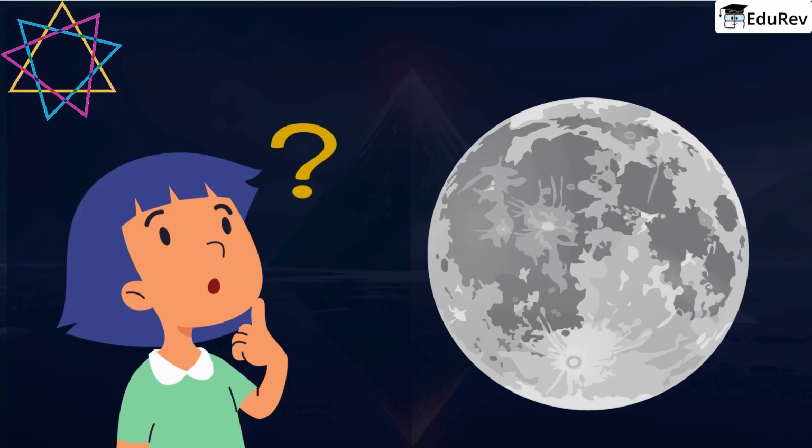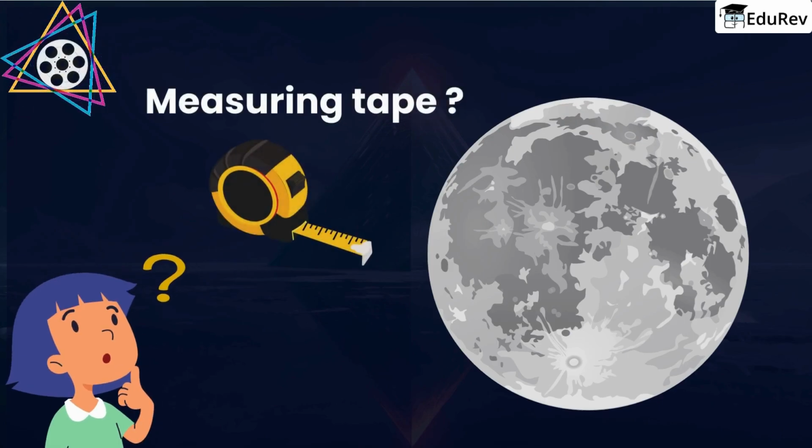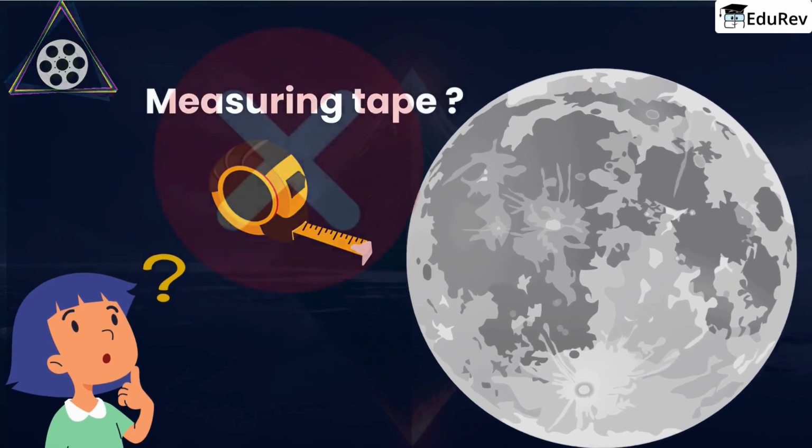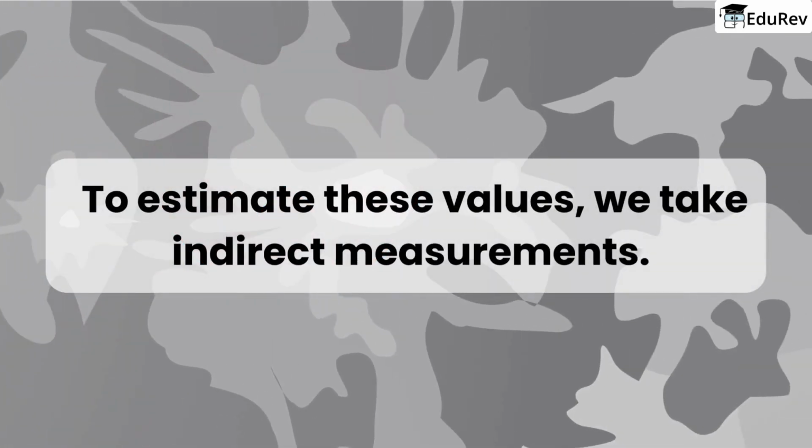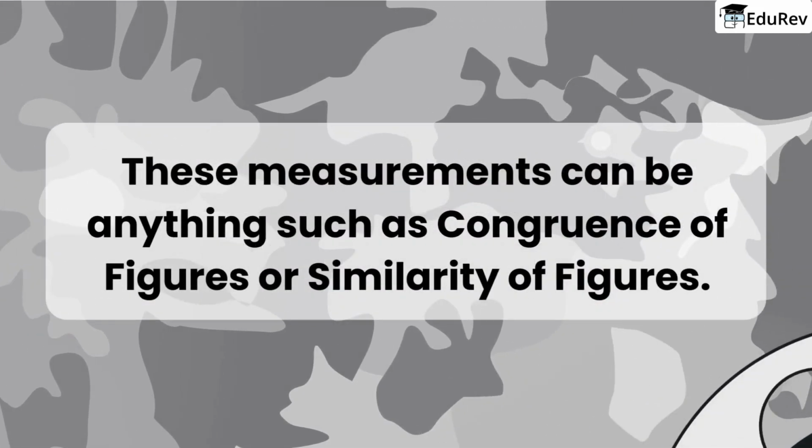Have you ever wondered how we were able to measure the diameter of the moon? Was it measured using a measuring tape? No, it is not possible to measure such a large distance. To estimate these values, we take indirect measurements. These measurements can be anything such as congruence of figures or similarity of figures.